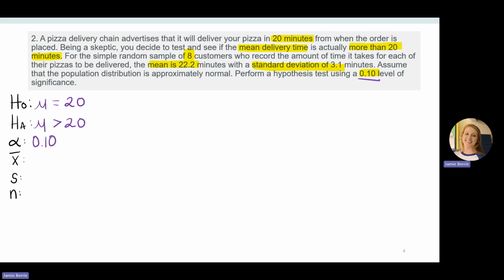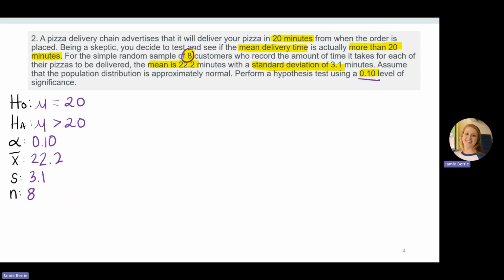All right, if you recall the interpretation of the level of significance, that's the probability of making a type 1 error. So that's the probability of making a mistake. You're saying, okay, I'm okay with making a mistake about 10% of the time. And then x bar is 22.2, they said. And then the standard deviation was 3.1. Sample size, a very small sample, just 8 customers.